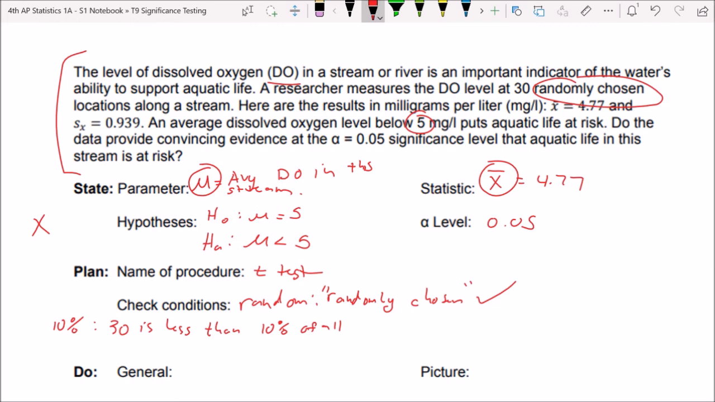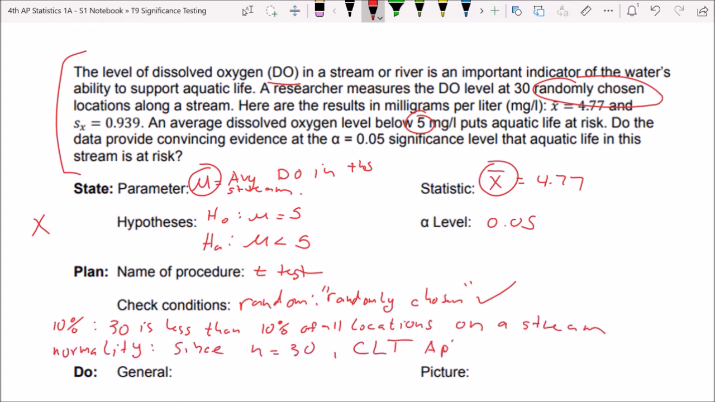And then we need a normality condition. And what I'm going to say, since n equals 30, the central limit theorem applies. Check, check. Awesome. Those parts are done. Now we get to actually do the test. So let's fill in that information in the calculator.